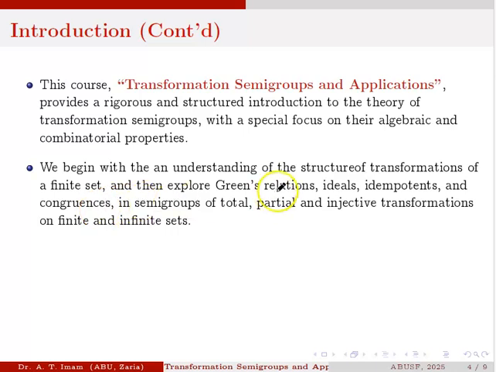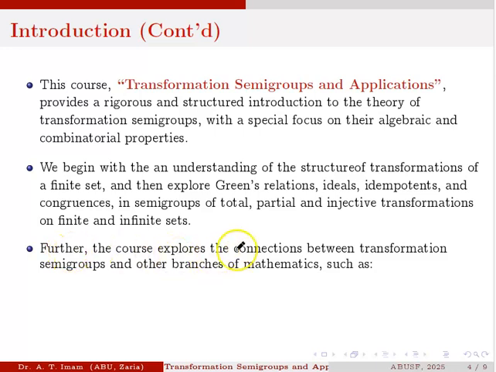So we are going to look at all these concepts within the context of transformation semigroups, in semigroups of total, partial, and injective transformations. So actually we are going to pay attention mostly to three classes of transformation semigroup. That is the full transformation semigroup, also called total transformations, the partial transformations, and the injective, that is the one-to-one transformations of a finite set, and we will also later look at infinite sets.